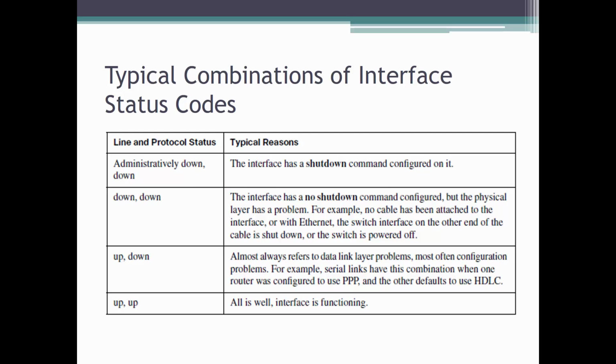For the line and protocol status, administratively down, down means the admin has shut down the interface. Down and down means the interface has no shutdown command configured, but the physical layer has a problem. If it's line up but protocol down, it almost always refers to a data link layer problem, normally caused by mismatched layer 2 protocols. If it is line up, protocol up, everything is good.